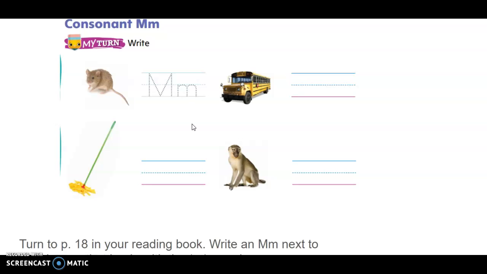You're going to do the rest on your own. This is a picture of a bus. This is a picture of a mop. This is a picture of a monkey. Write the letter M next to the words that start with the sound.